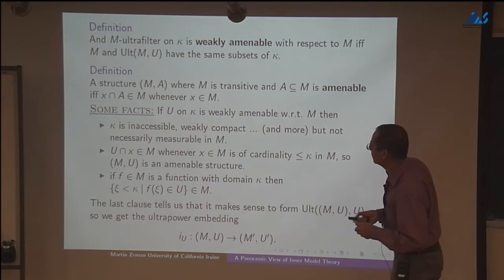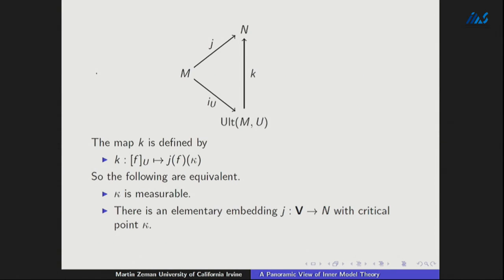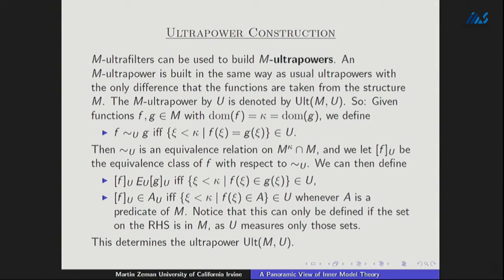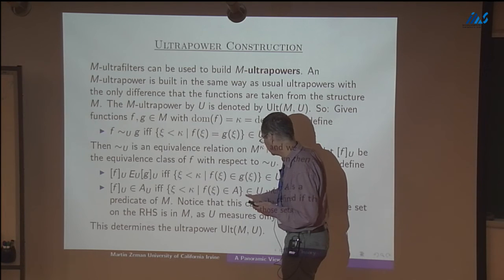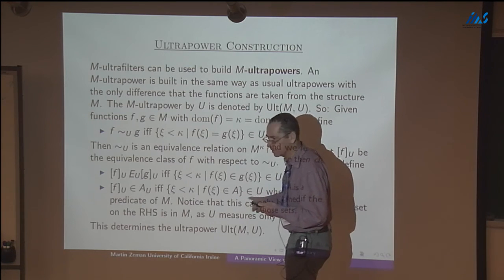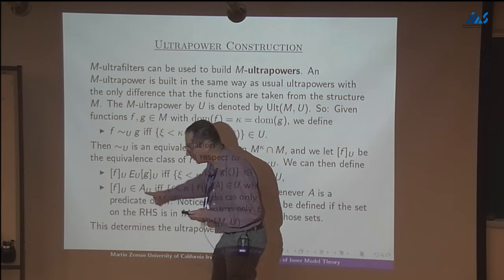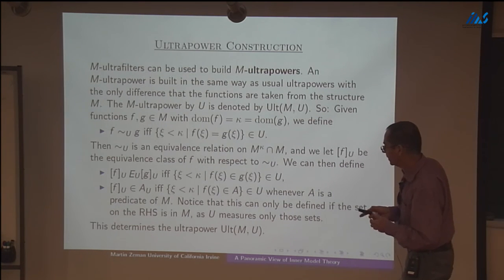Now, if you remember, if we go back, I said when we try to take ultra power of a predicate, then we have to worry about whether this set is inside M, because we want to ask whether it is inside U. So if I put U here, if my A is U and U happens to be a weakly amenable measure over the model, then that's true.